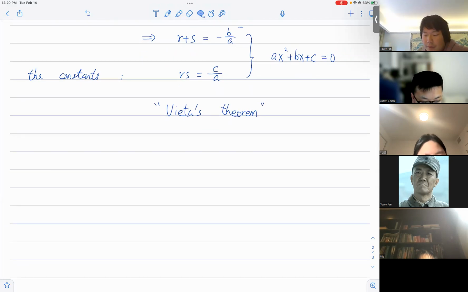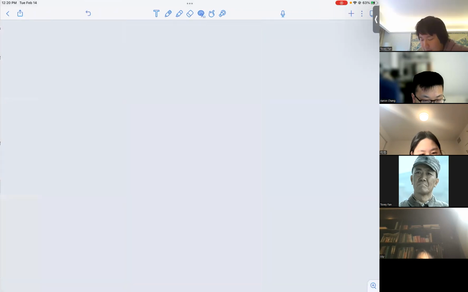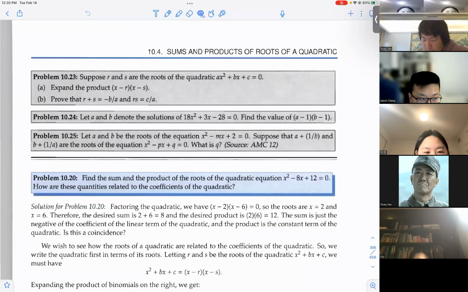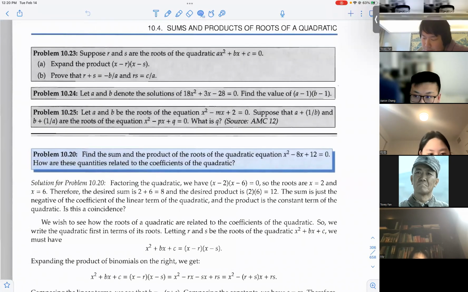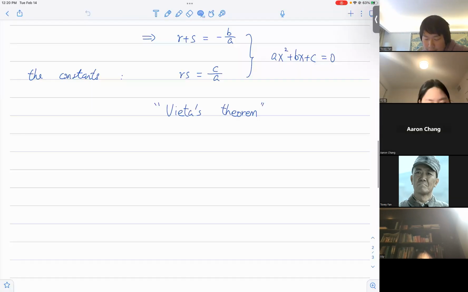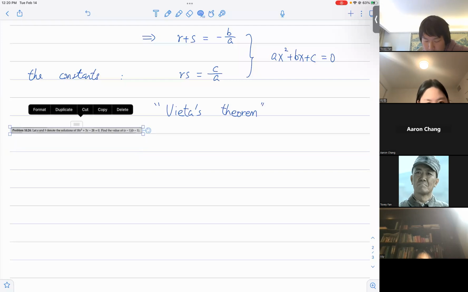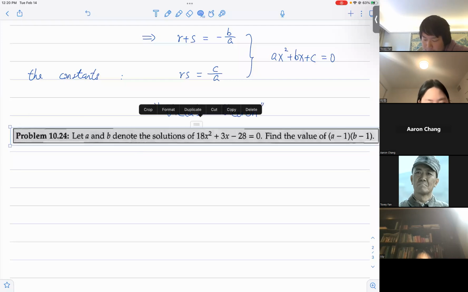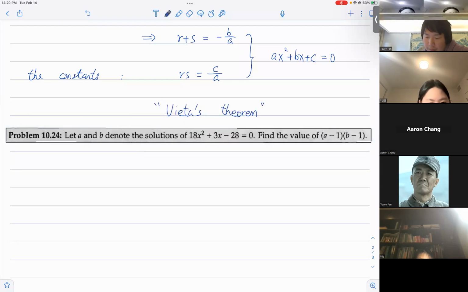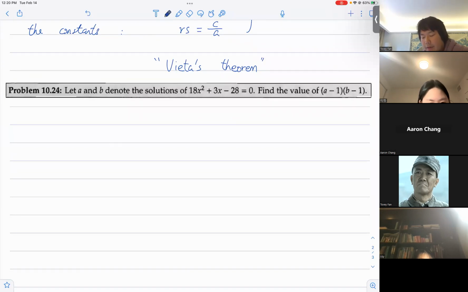So sum of roots is negative b over a, product of roots is c over a, and let's look at some questions and try to practice it. Let's say that we do this. Let A and B denote the solutions of this equation. Find the value of a minus 1 times b minus 1.